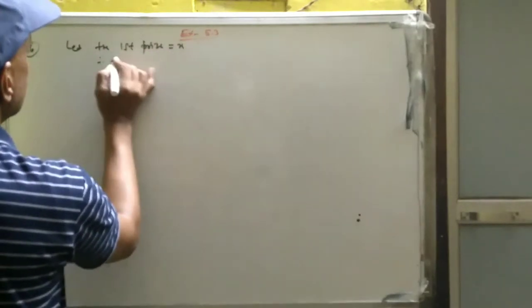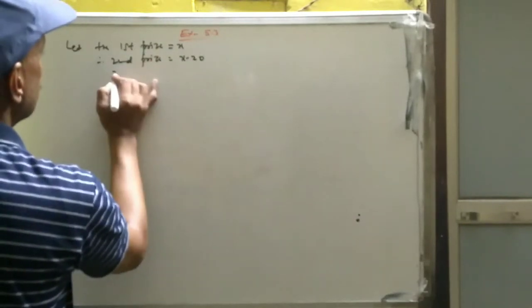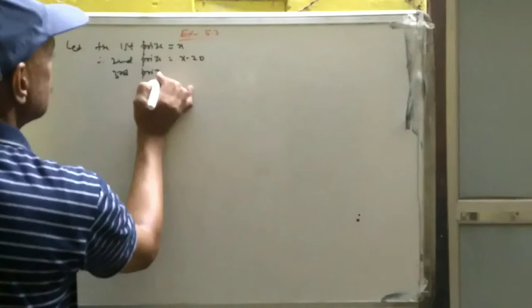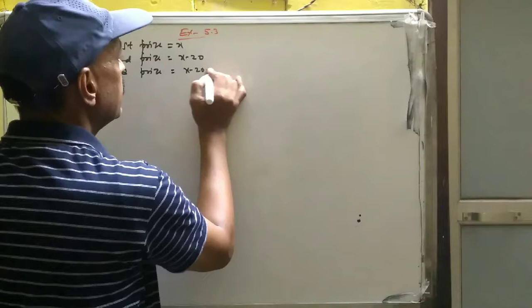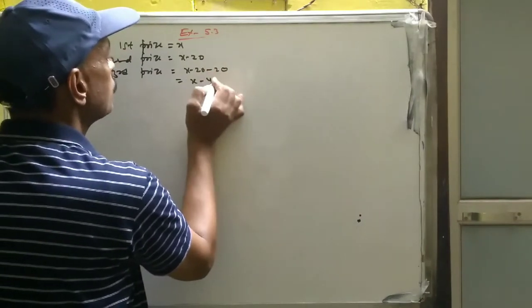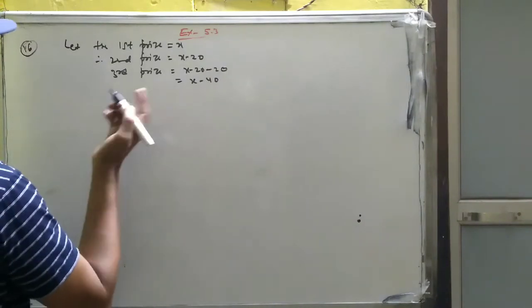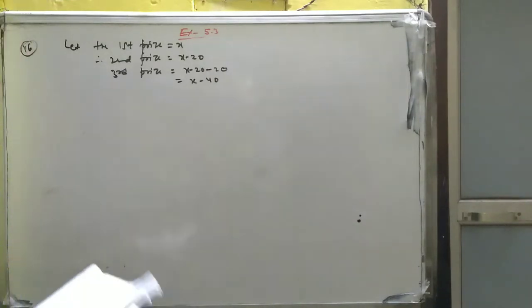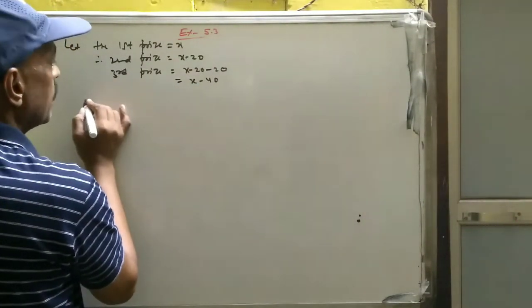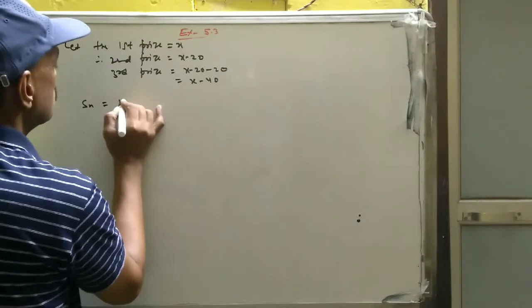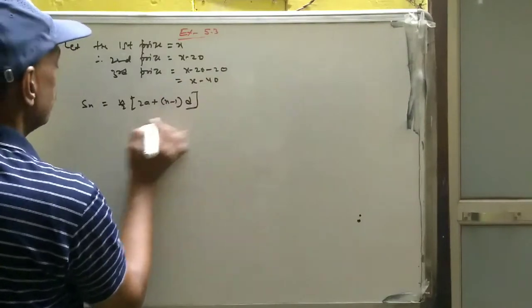equal to x, therefore second prize equal to x minus 20 and third prize equal to x minus 20, फिर इससे 20 कम तो minus 20, that is x minus 40. 3 हमने लिया, ऐसे 7 प्राइजेस होंगे. अब हमको निकालना है कि कितनी प्राइज मिलेगी. Just we have to find out the value of x from here. तो Sn का फॉर्मूला लें. Sn equal to n by 2 into 2a plus n minus 1 into d.